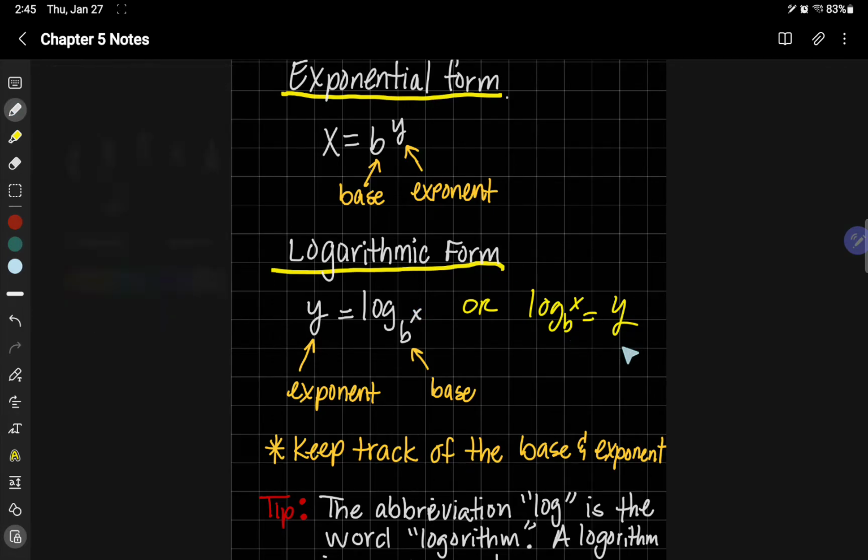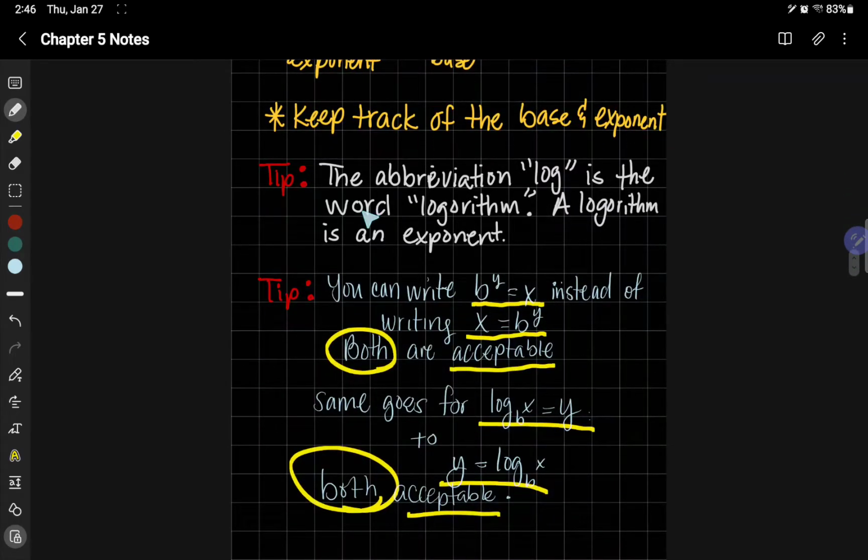Let me mark this one off. So the y is the exponent, b is the base. Get that? And the exponent that's on the top is going to be y. So keep track of base and exponent. That's what we are doing, knowing the exponent is going to be y and the base is going to be b. Look, the abbreviation log is the word logarithm. A logarithm is an exponent.